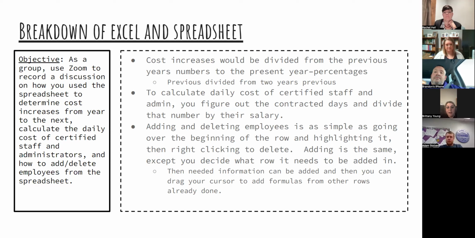And then you should be able to drag. I think it's a little square in Excel, or in spreadsheet, I think it's a little circle. But if you click on that at the bottom of the box, you can drag and drop and it will add all the formulas back in.